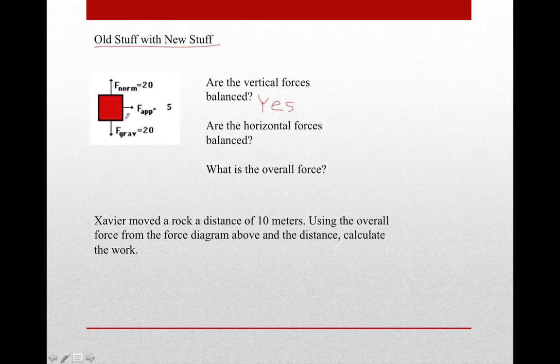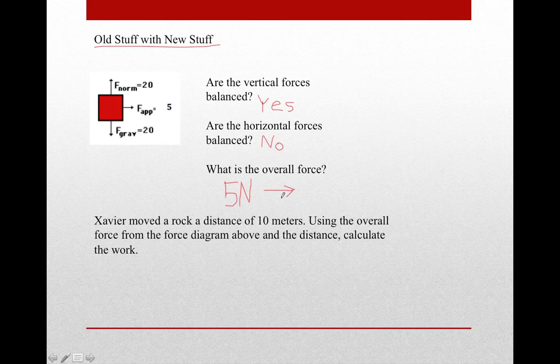Now, horizontal forces. I don't have a force pointing left, and I only have applied force to the right. So that means they are not balanced. It's like no one else was on the other side of the teeter-totter. So not balanced. So what is the overall force? And this is a review. Overall force would be 5 newtons to the right. I'll just draw an arrow to the right.